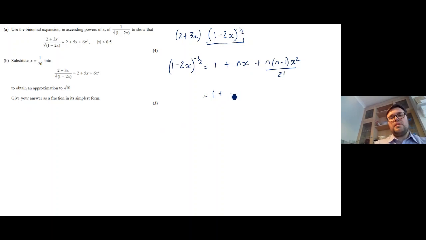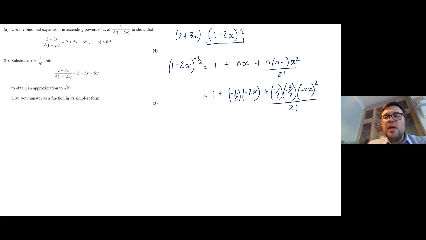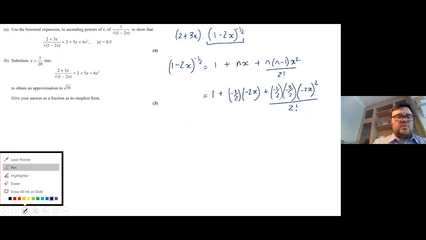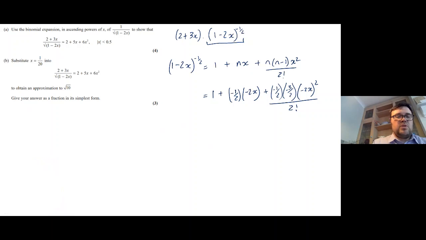1 plus, and this is minus a half, times minus 2x, minus a half, minus 3 over 2, again minus 2x all squared, all over 2 factorial. Now, I'm used to working these out without using a calculator, because they used to be on the non-calculator paper. Therefore, how I would work this out is these 2's would go with this 2, because it's 2 squared, so it would actually be 4.